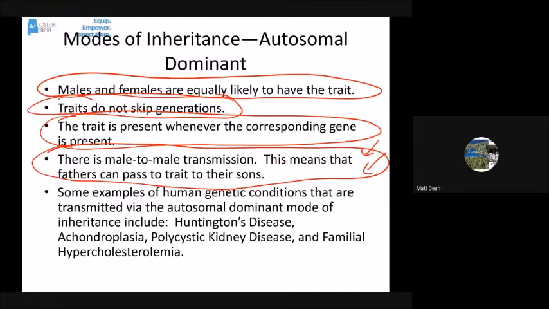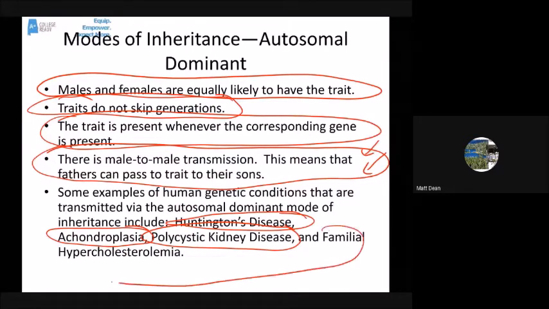So there's several human conditions that we talk about in a regular AP Bio class that are autosomal dominant types of traits. Huntington's disease, which is a neurodegenerative disease, is carried on this way. Achondroplasia, probably the most common type of dwarfism, is inherited this way. Polycystic kidney disease is a really common kidney disorder. And then familial hypercholesterolemia, a form of genetic high cholesterol, which can lead to heart disease, that's also an autosomal dominant trait.